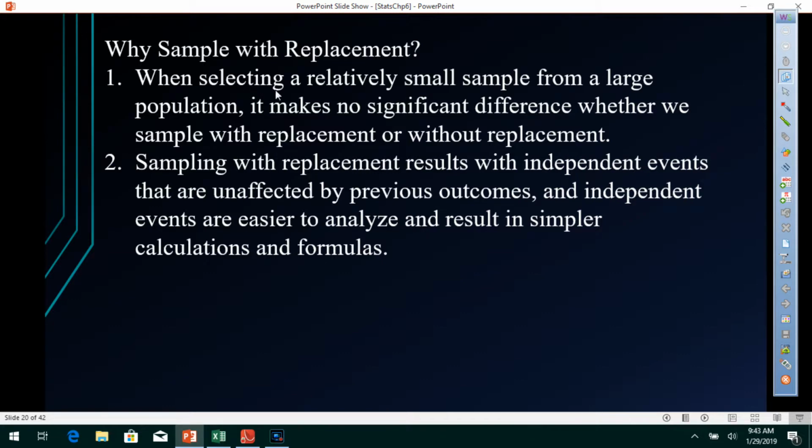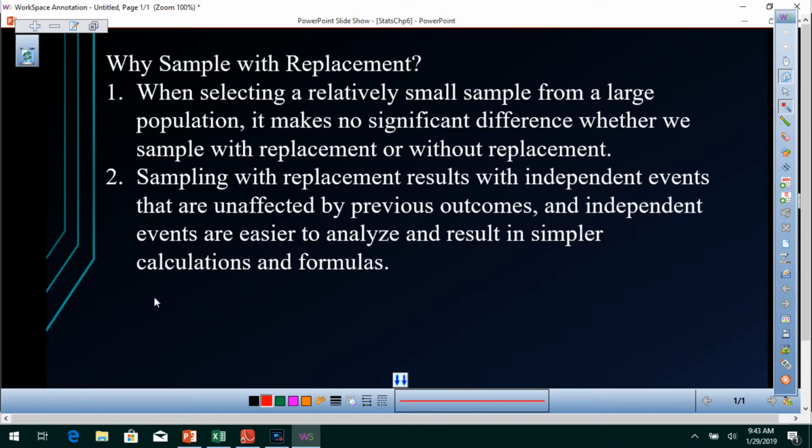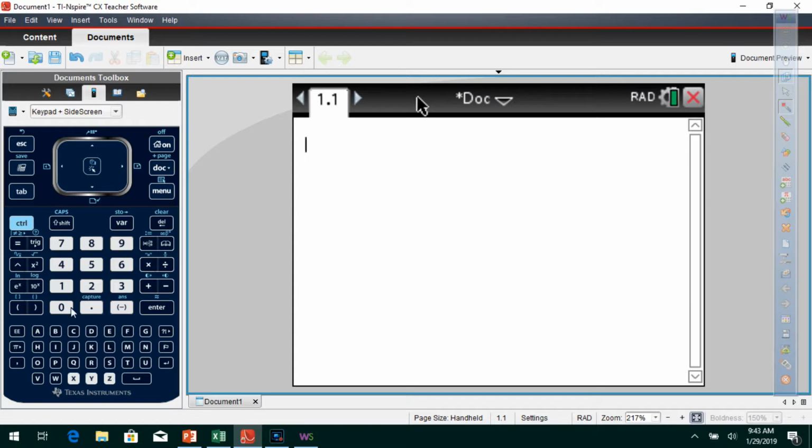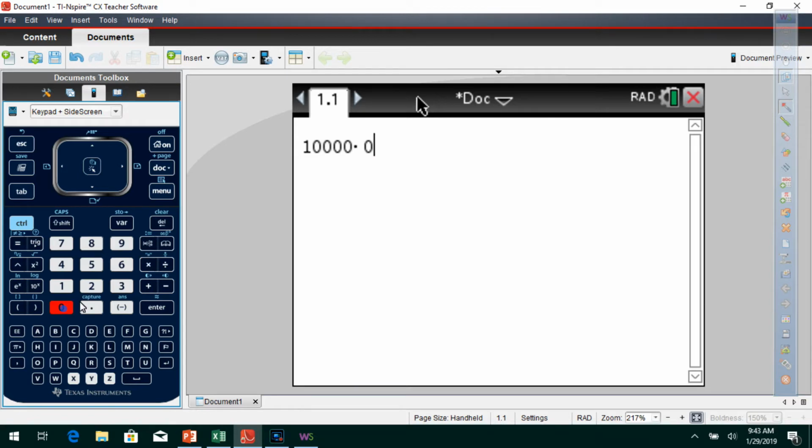Again, this first one here, number one, is really big, okay? Say you have a population of 10,000. And we talked about earlier the 5% rule. If you're less than 5%, so 5% of 10,000, we'll just go to the calculator. 10,000 times 0.05, that's 500. That's a lot of samples. If you're only pulling 400 samples from that, it's not going to make a whole lot of difference.